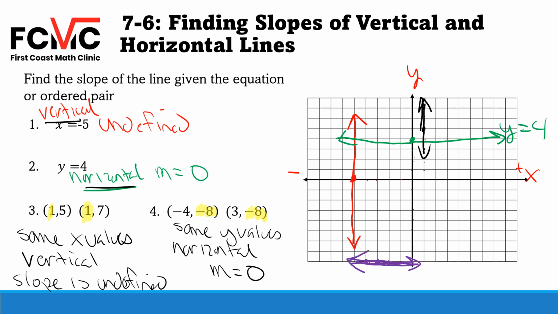All right, so we don't have to do a whole lot of calculations with this once you identify if your line is a horizontal line or a vertical line. Remember, if it's horizontal, your slope is going to be 0. If it's vertical, you're going to get an undefined slope. All right, so this was lesson 6, find the slope of vertical and horizontal lines from unit 6, graphing.